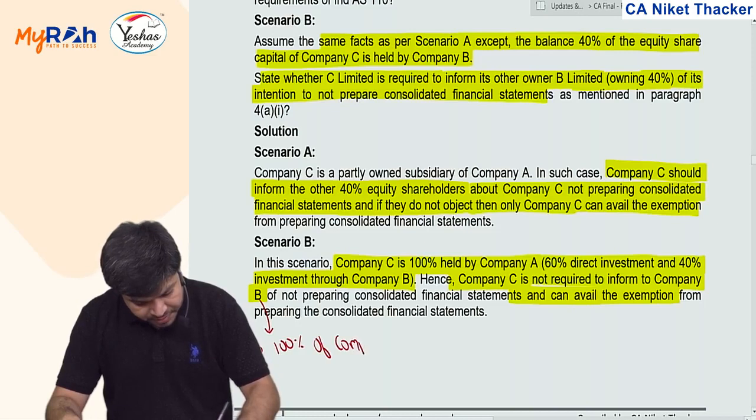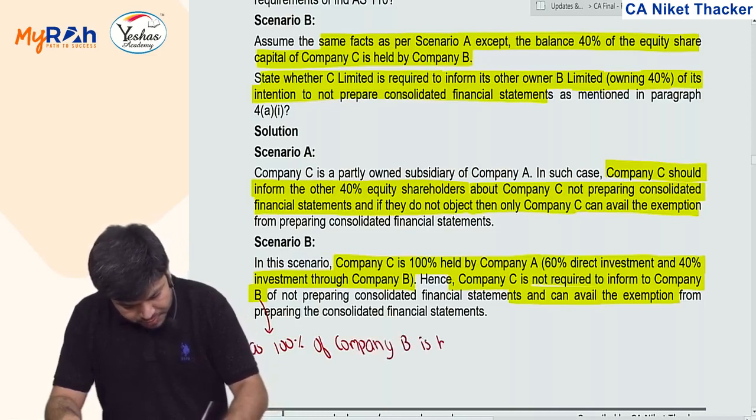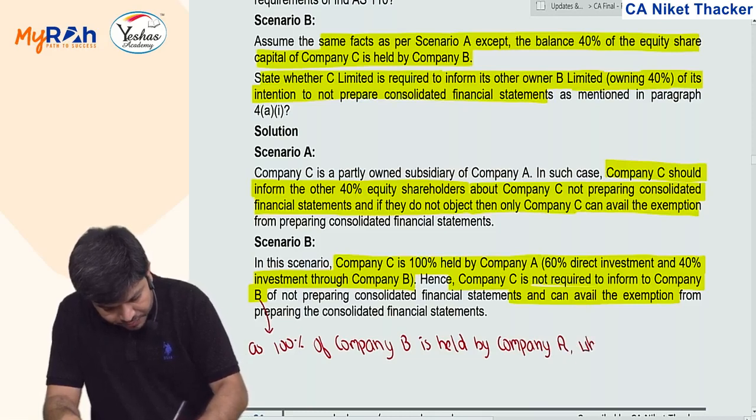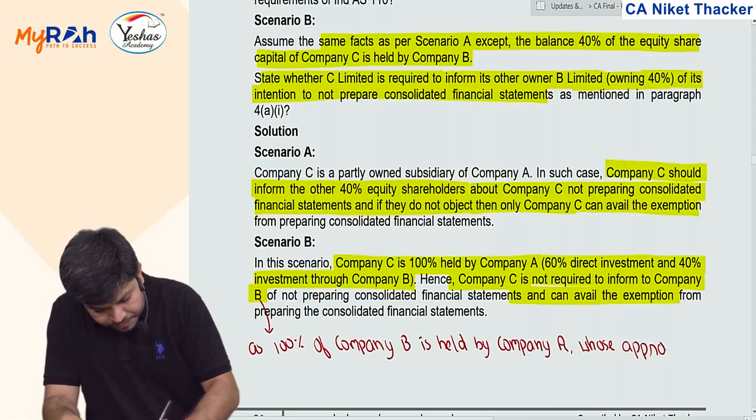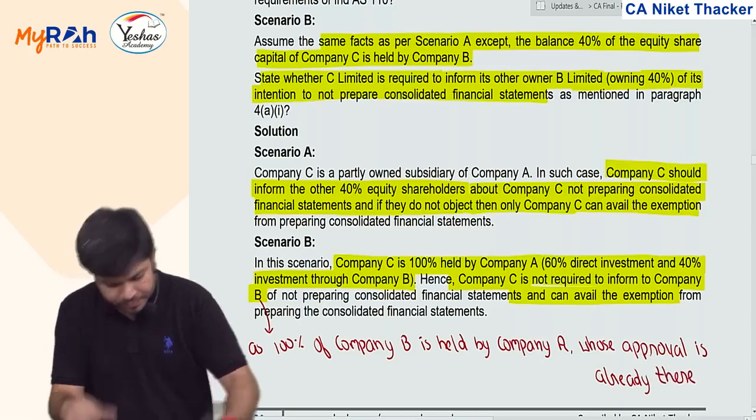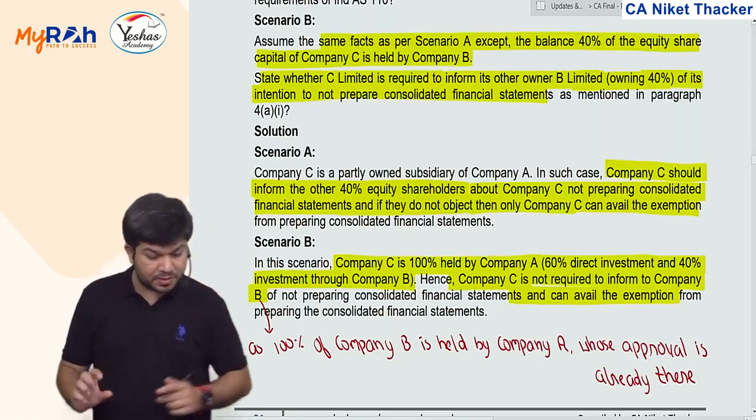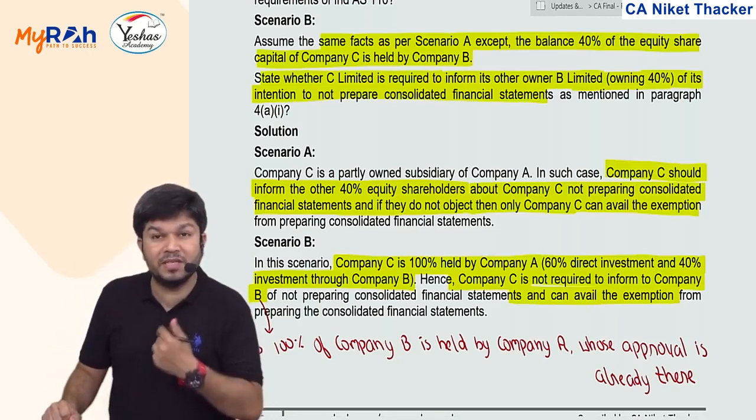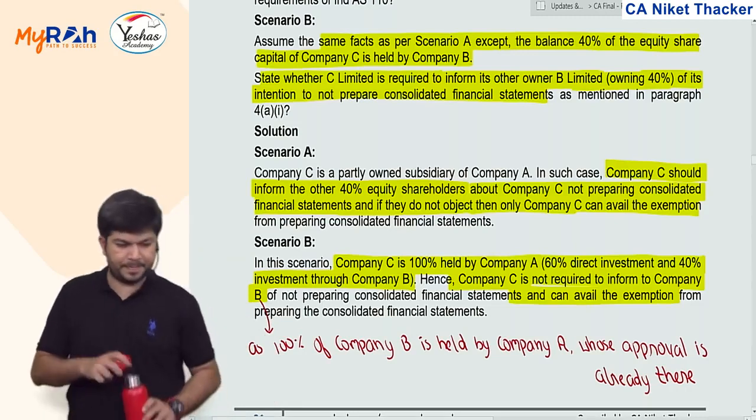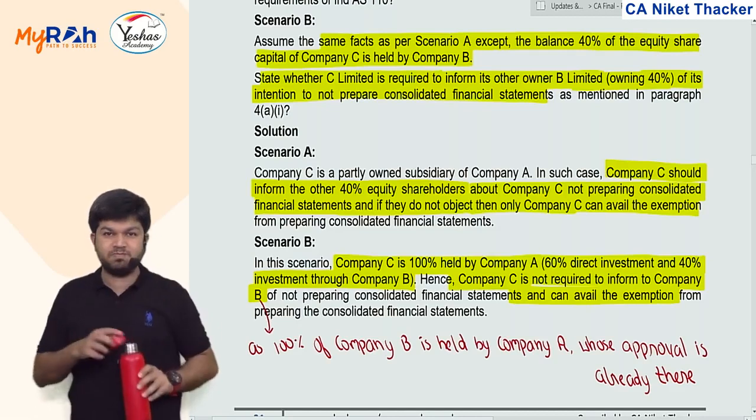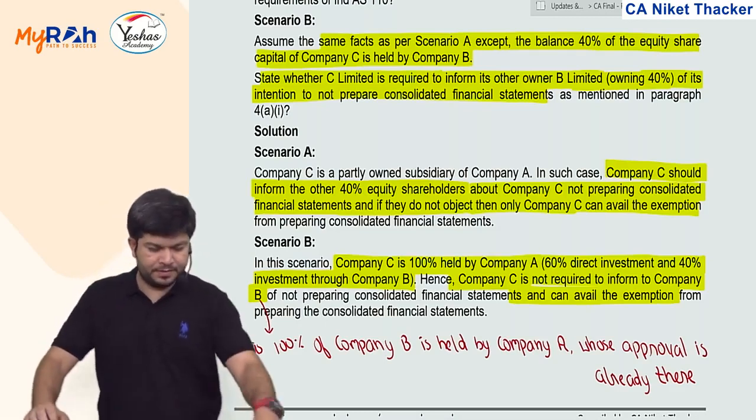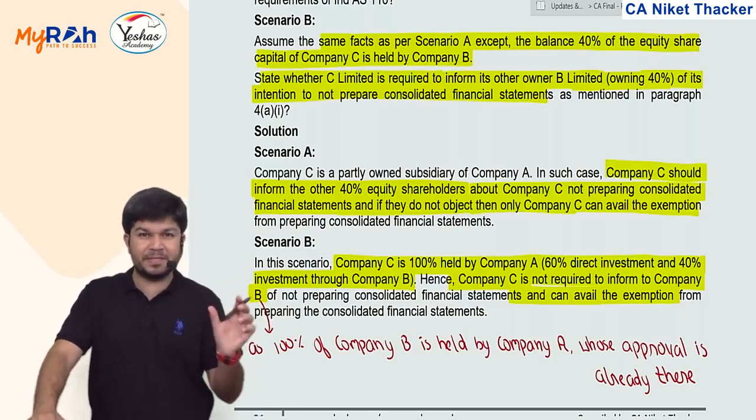100% of company B is held by company A, whose approval is already there. So I don't have to ask B because 100% of B is held by A, whose approval I already have. This is about exemption. Just a few questions and a few simple concepts added. We are covering that.